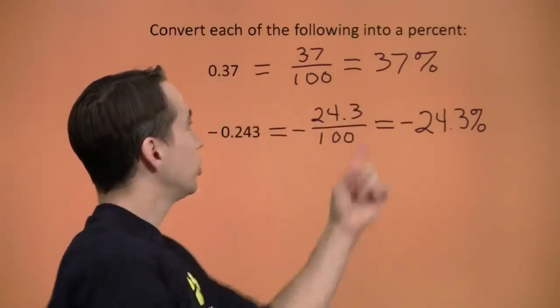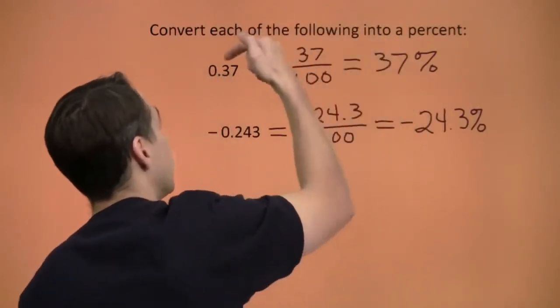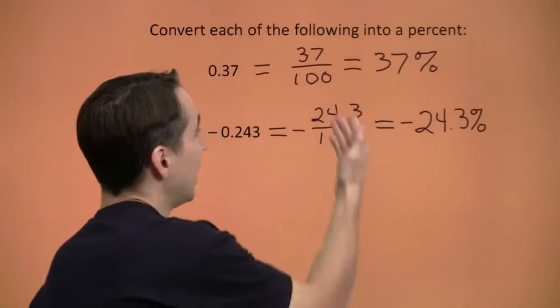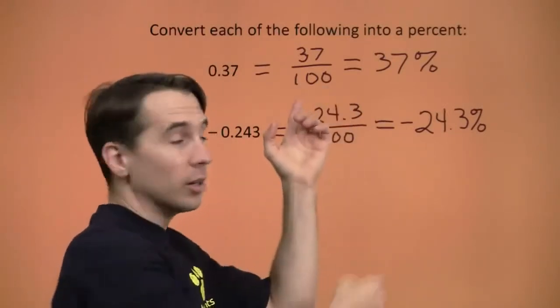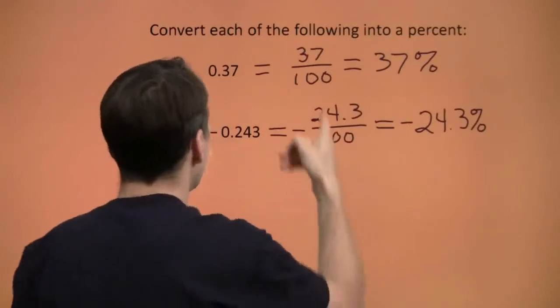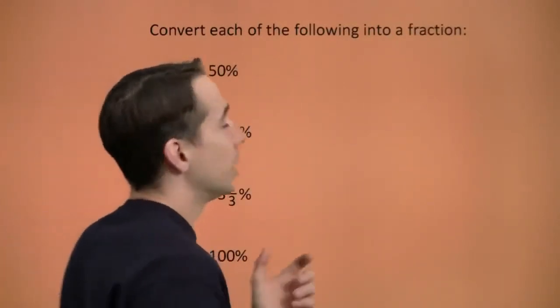0.37, move the decimal point 2 places to the right, we get 37%. 37% to move back to 0.37, we move the decimal point 2 places to the left. And that's just because of this middle step right here. The percent means per hundred. You got that down? You can easily turn any percent into a decimal and any decimal into a percent.